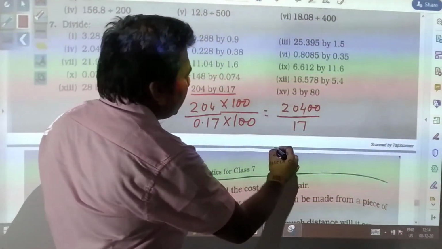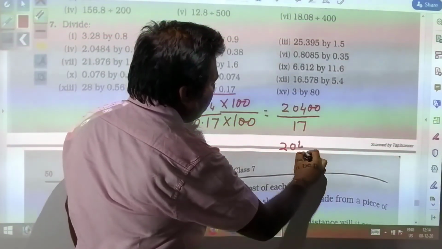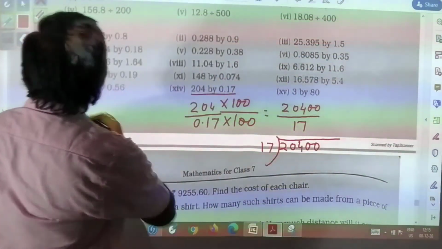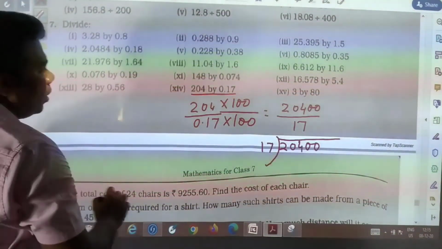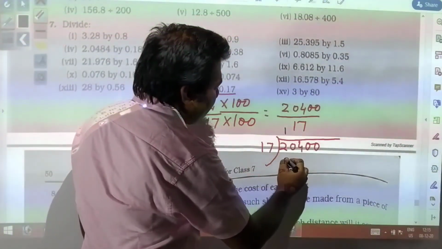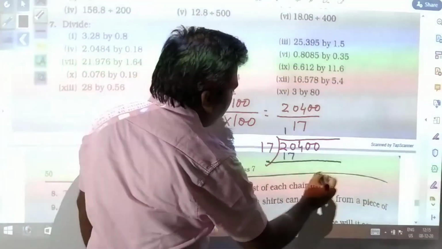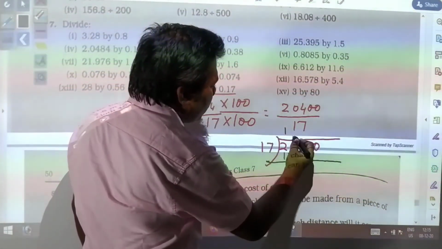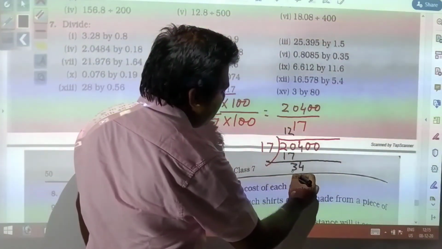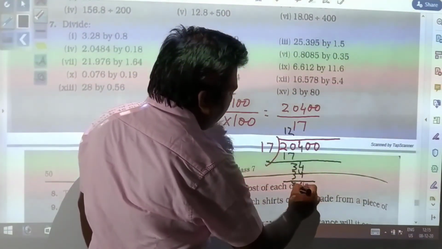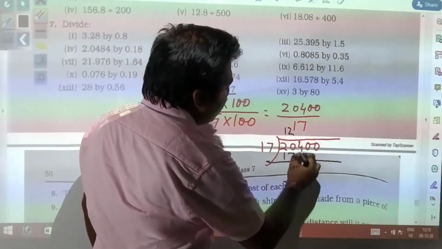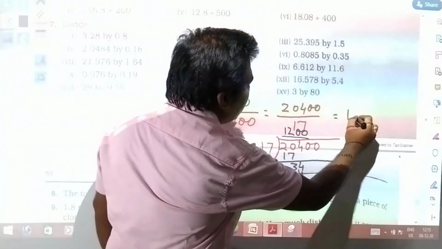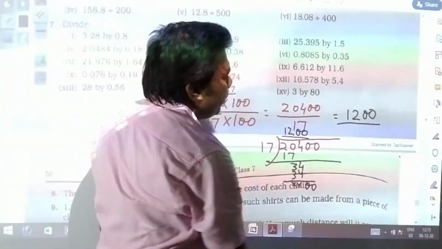So you divide this number, 20400 divided by 17. So what you will get? 17 1s are 17. Here you will get 3 and 4, 17 2s are 34 and 2 zeros you have, so 2 zeros you will put. So finally you will get 1200, and this will be your answer.